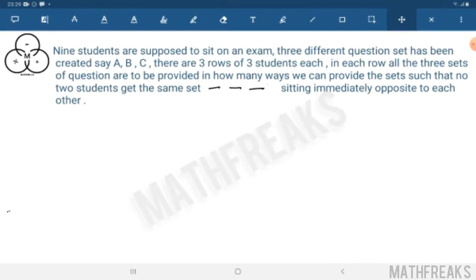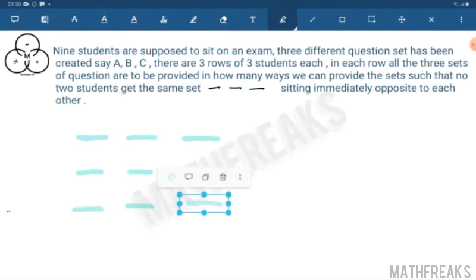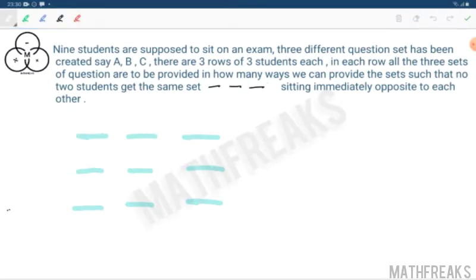Nine students are supposed to sit on an exam. This is the sitting arrangement of the 9 students. 3 different question sets have been created, say A, B, C. There are 3 rows of 3 students each. In each row, all the 3 sets of questions are to be provided. So the first row will get A, B, C. Now the first row, the questions can be arranged in 3 factorial ways.